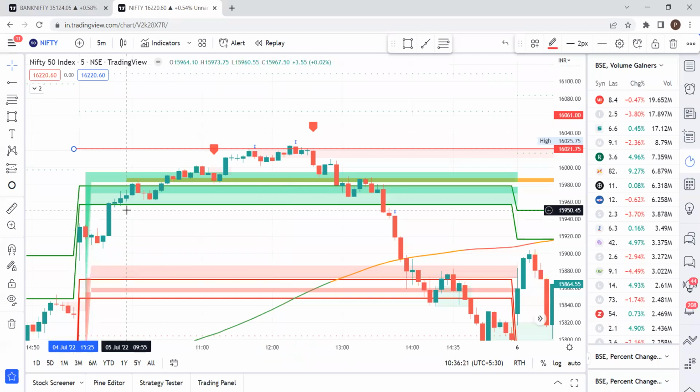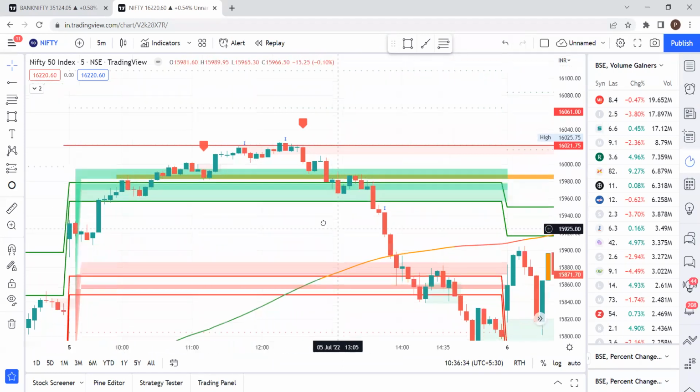So I'll be going for a short. The other candles are not reversal candles. These are all not reversal candles. This is the only reversal candle. Breaking this low, I'll be taking a short entry. After that, everything fell.